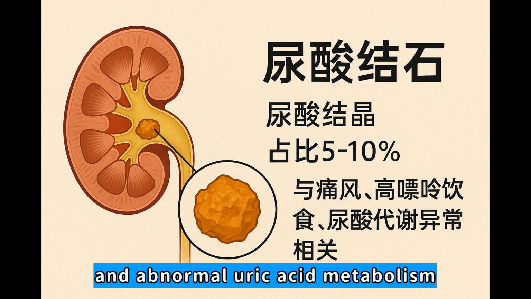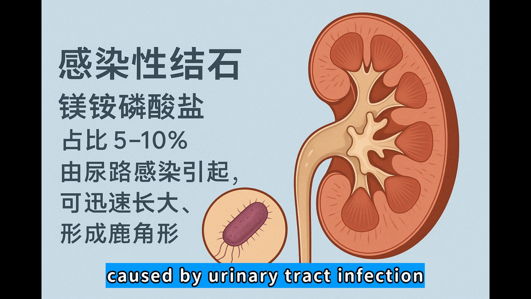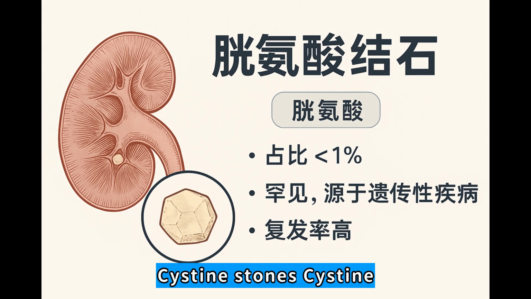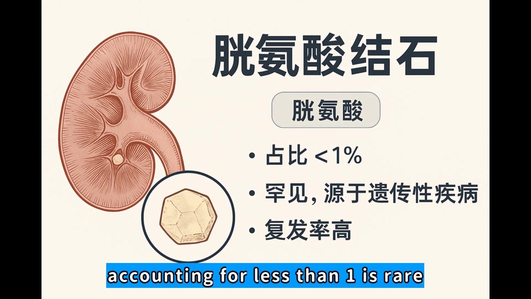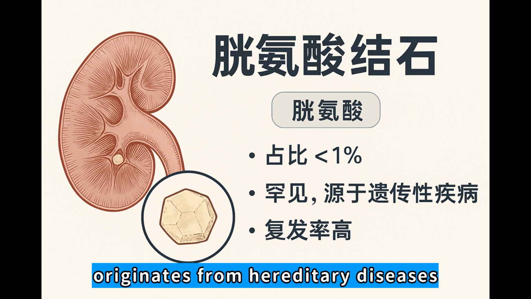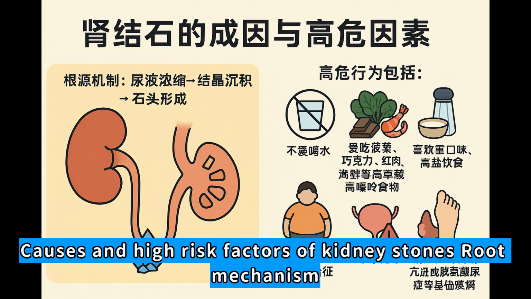3. Uric acid stones. Uric acid crystals, accounting for 5–10%, are related to gout, high purine diet, and abnormal uric acid metabolism. 4. Infectious stones. Magnesium ammonium phosphate, accounting for 5–10%, caused by urinary tract infection, can grow rapidly and form antlers. 5. Cystine stones. Cystine, accounting for less than 1%, is rare, originates from hereditary diseases, and has a high recurrence rate.